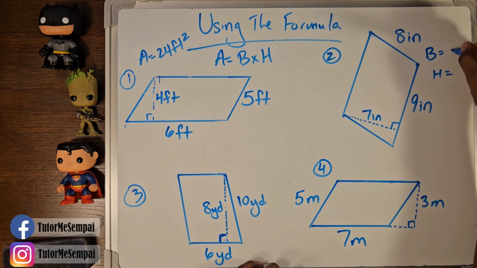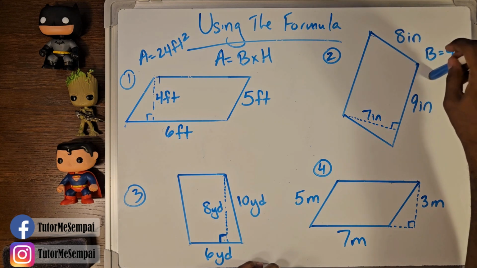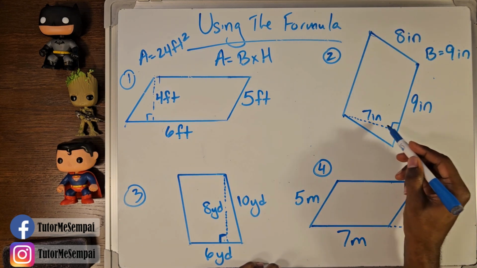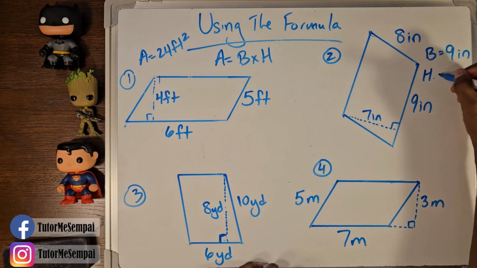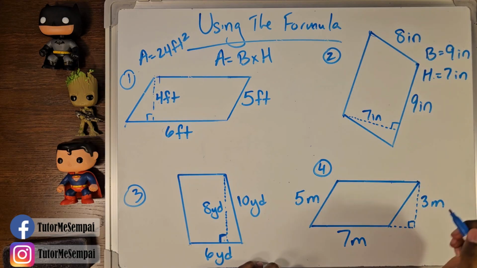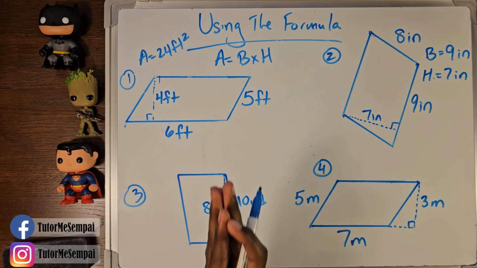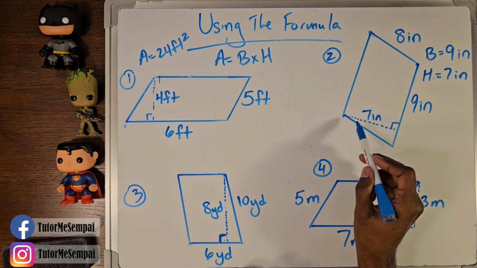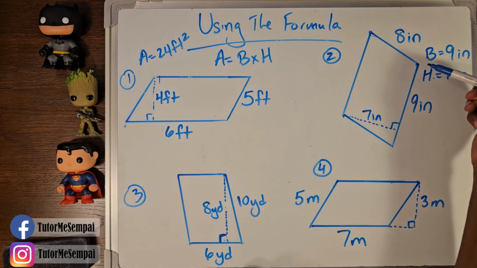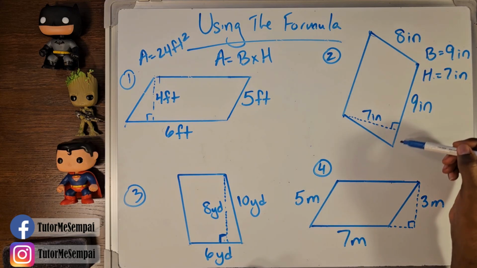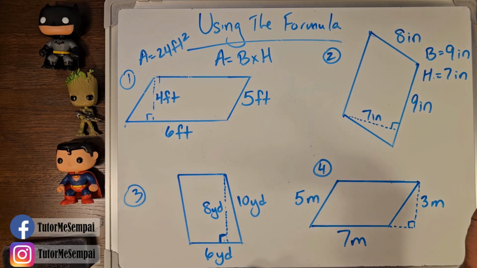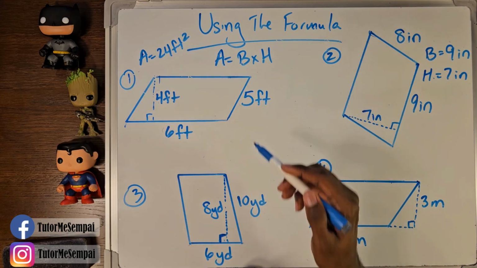Our base is 9 inches, which means that our height should be this thing that's perpendicular. So our height is 7 inches. Now my drawing may not be absolutely perfect, but you see that there is a line that's supposed to be perpendicular to this base. So that's going to be our height, and this is going to be our base. And we now know what we need for our formula.